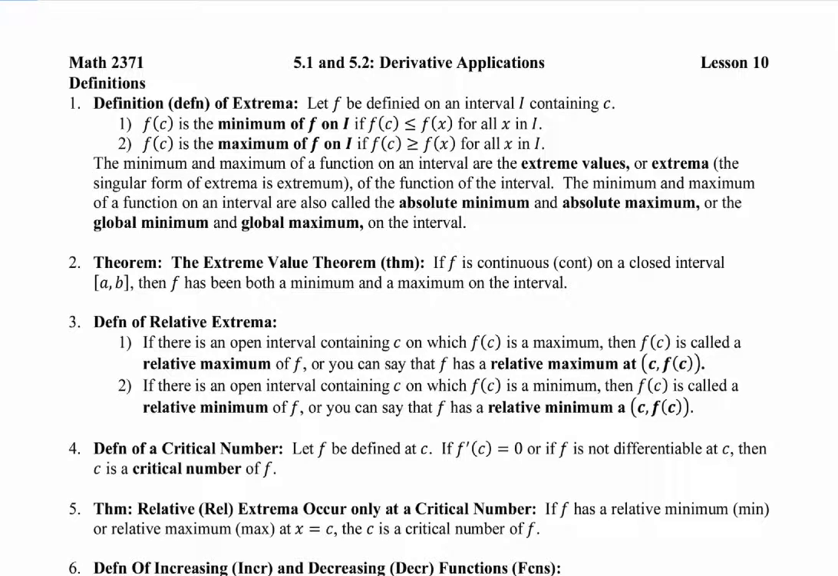And we as mathematicians usually say increasing, decreasing, relative max, relative min, all in one word, all in one breath. It's all the same thing because you find them all the same way.